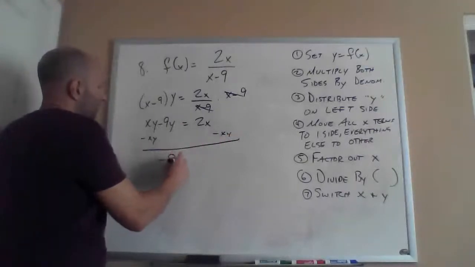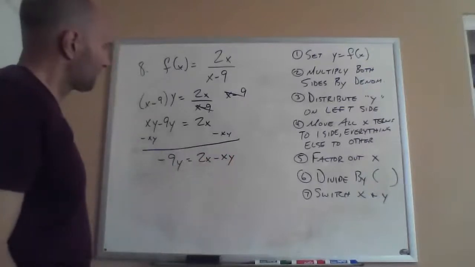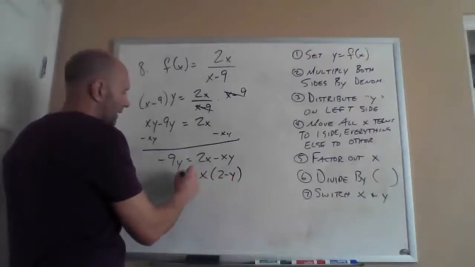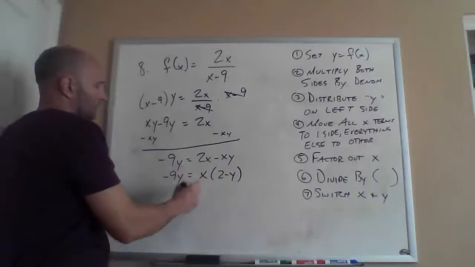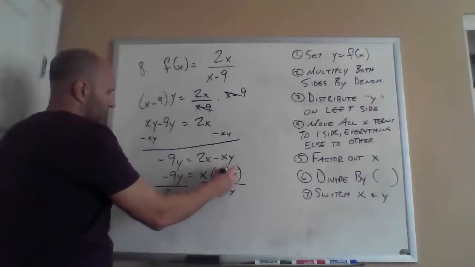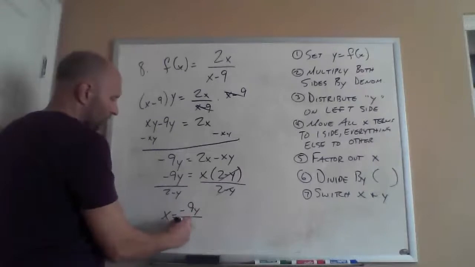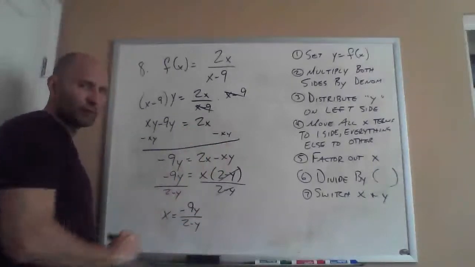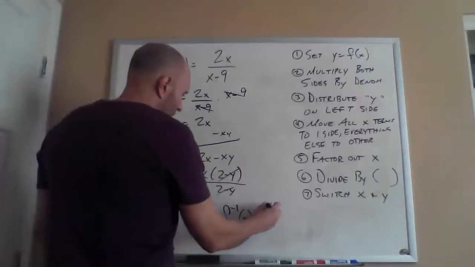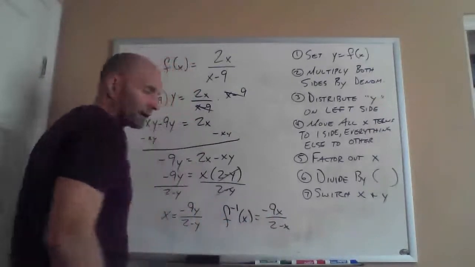subtract xy from both sides. So you have 2x minus xy. Step 5, factor out an x. So you're left with 2 minus y. Then divide everything by the parenthesis piece. So we get x is equal to negative 9y over 2 minus y. So then go ahead and switch our x's and y's. So f inverse of x is equal to negative 9x over 2 minus x.